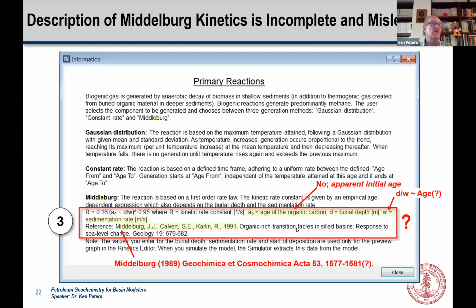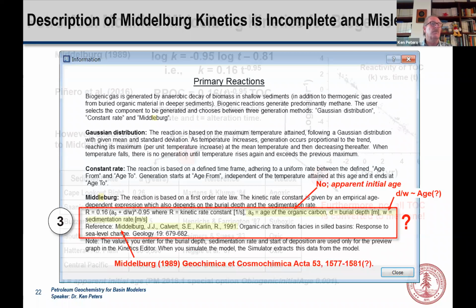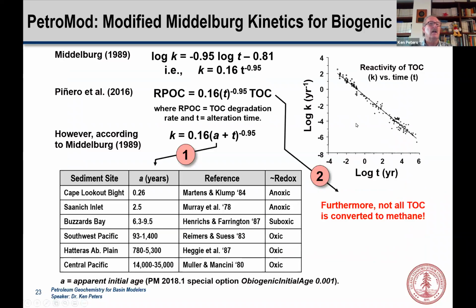So anyway, let's talk about the Middelburg approach. This is his paper right here on the upper right, and one of the principal results is this. He looked at organic carbon versus time, plotted the log of one against the other, and got a straight line. To me, that's rather amazing. It didn't matter where the samples were from or what kind of organic matter it was, he got basically the same slope. So this says the organic matter is being degraded at the same sort of rate with time.